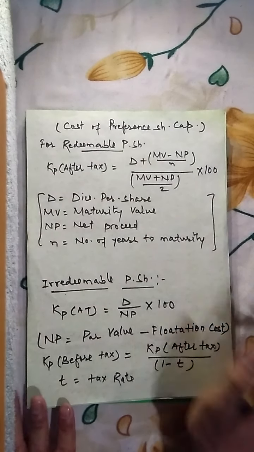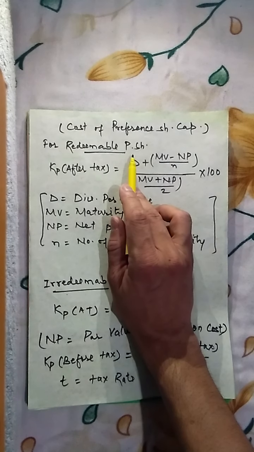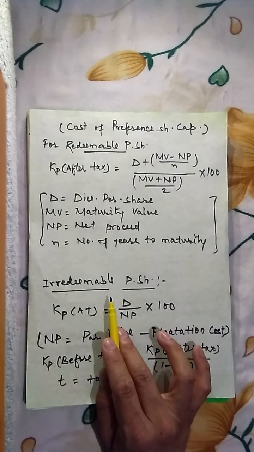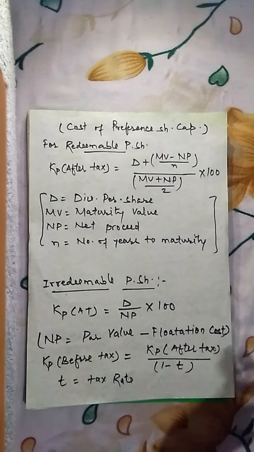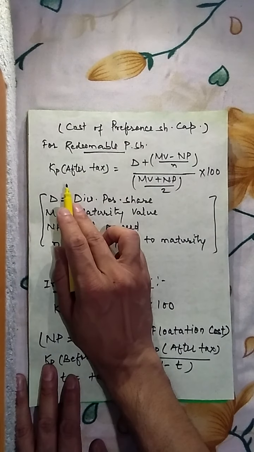And as you know that redeemable preference shares are those for which a maturity period has been given in the question, and the shares which carry no maturity period or which are of perpetual nature, actually they are known as irredeemable preference shares. So for calculating the cost of redeemable preference shares, we use the following formula.